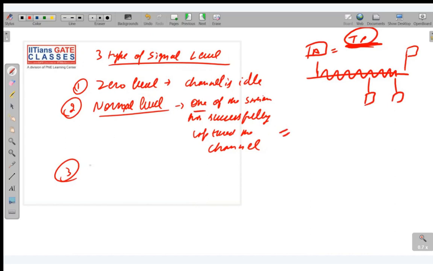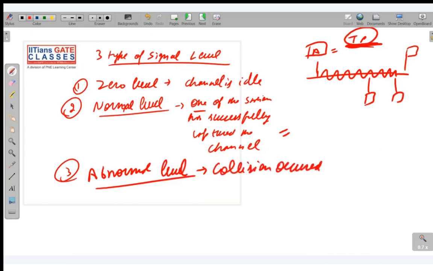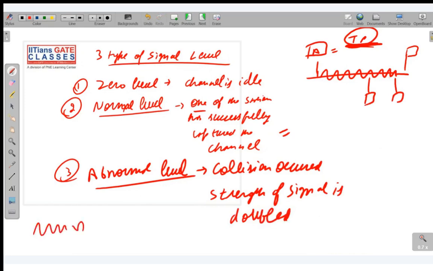And the last is abnormal level. Abnormal level means collision has occurred. Abnormal level means the strength of the signal is doubled. Strength is exactly doubled. When one signal is like this and another signal is coming like this, when they collide, the signal will become double strength. That is the basic meaning of abnormal level.